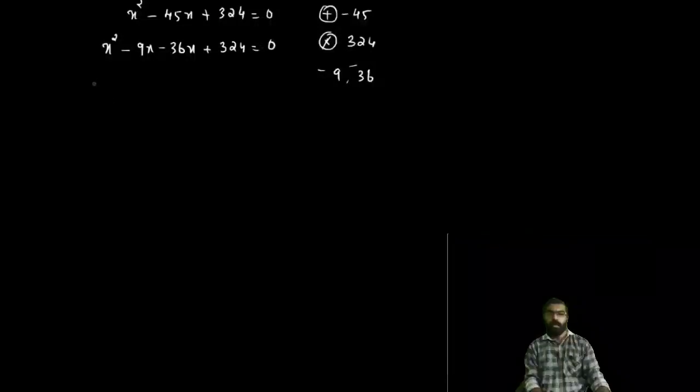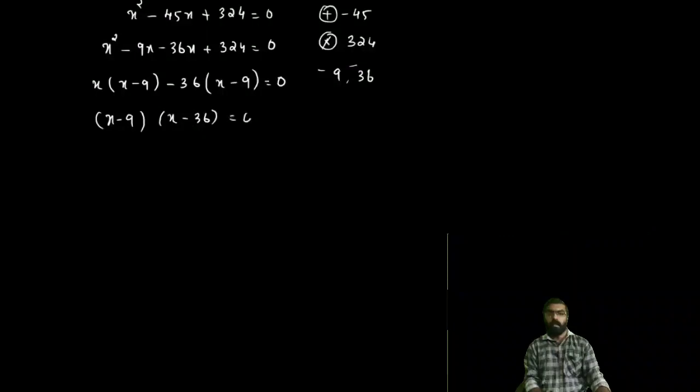From the first two terms, only x is common, so x into x minus 9, and from the next two terms we can take minus 36 out. So minus 36 into x minus 9 is equal to 0. Overall x minus 9 is common, so x minus 9 into x minus 36 is equal to 0. Now we can equate each of them to 0. x minus 9 is equal to 0 or x minus 36 is equal to 0.